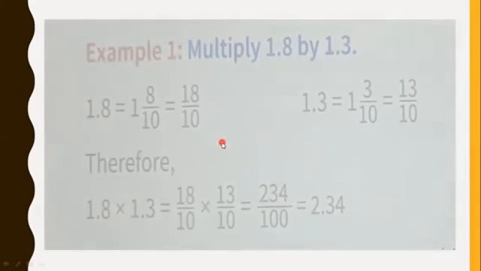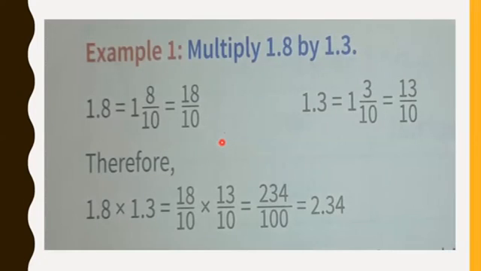Now let us see multiplication of two decimals. If you get two decimal numbers, how will you multiply? Multiply 1.8 by 1.3. This is a decimal number and this is also a decimal number. So in this case, how will you multiply?